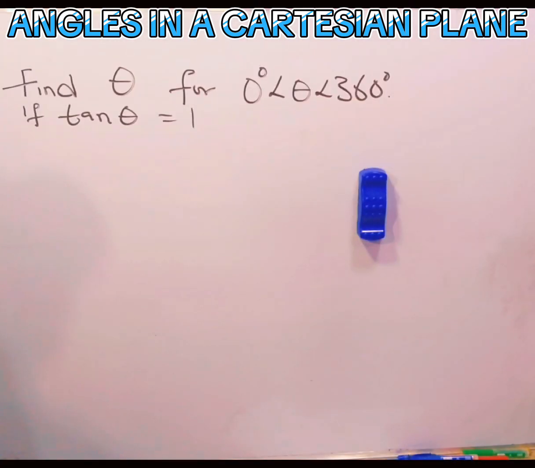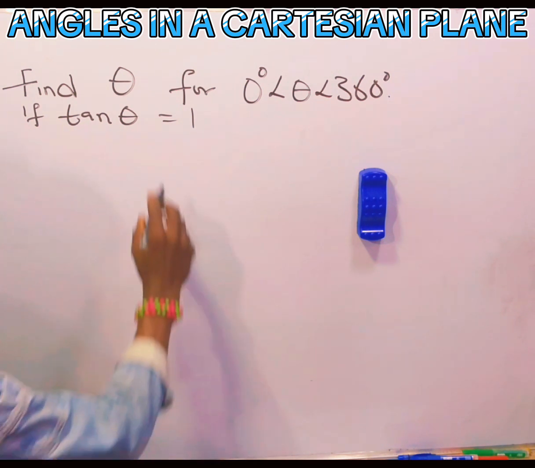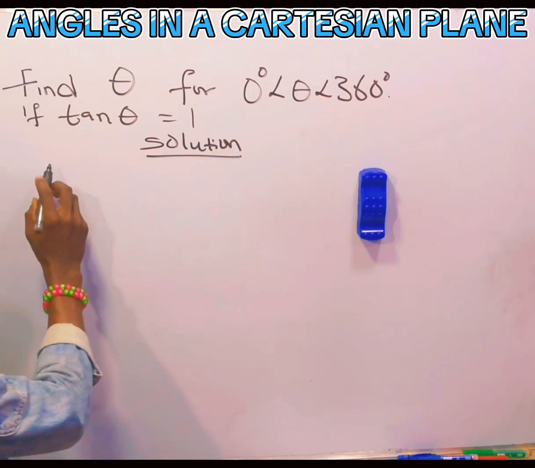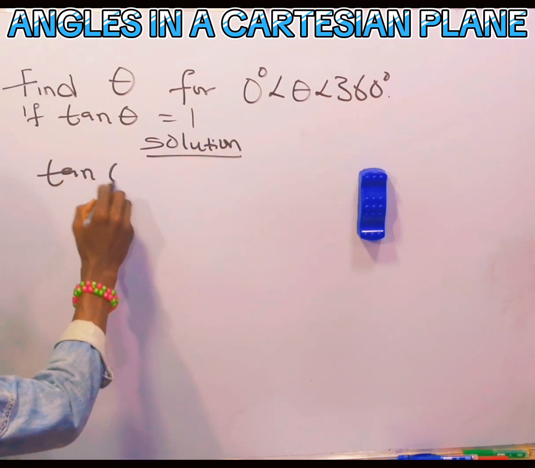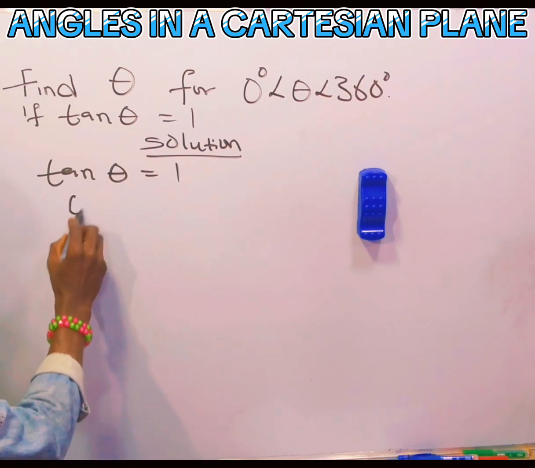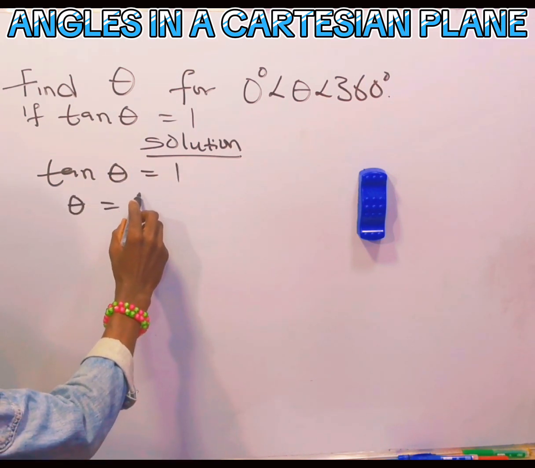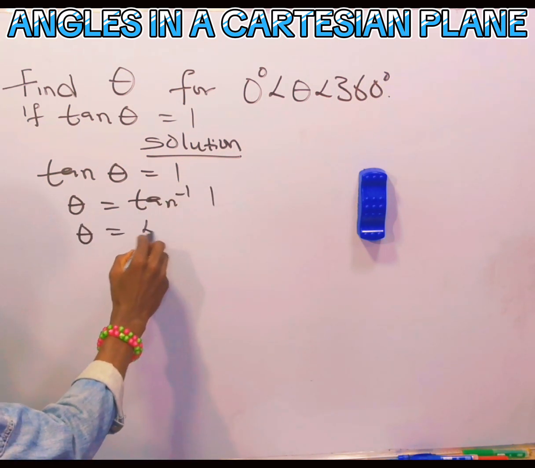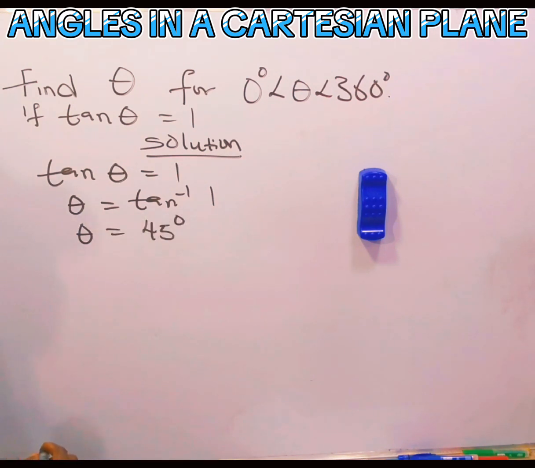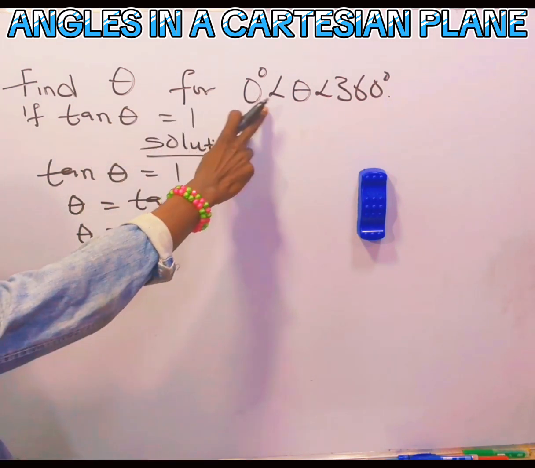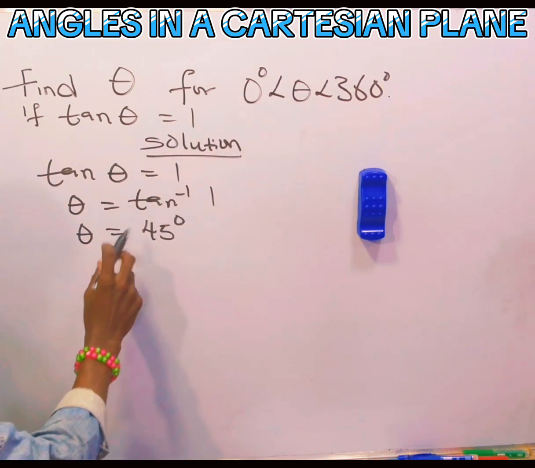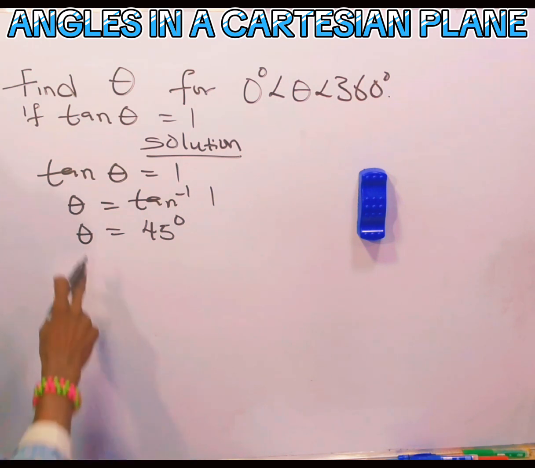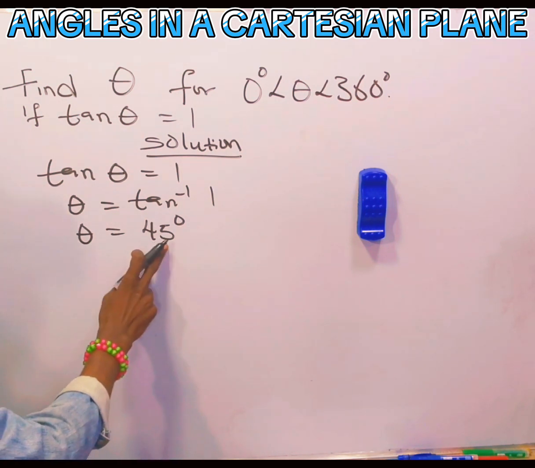Find theta for 0 degrees less than theta, and theta less than 360 degrees. We are told that tan theta is equal to 1, and the value of theta will now be tan inverse 1, and theta will now be 45 degrees. Which means our tan theta is 1, which means our tan theta is a positive value. And here theta is 45 degrees.